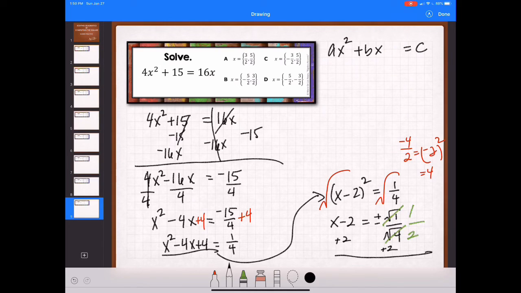I'm running out of space. I'm going to have to, sorry, this is kind of a maze.